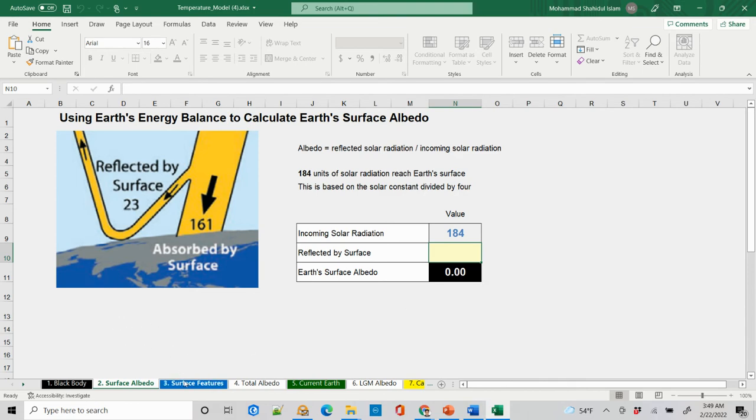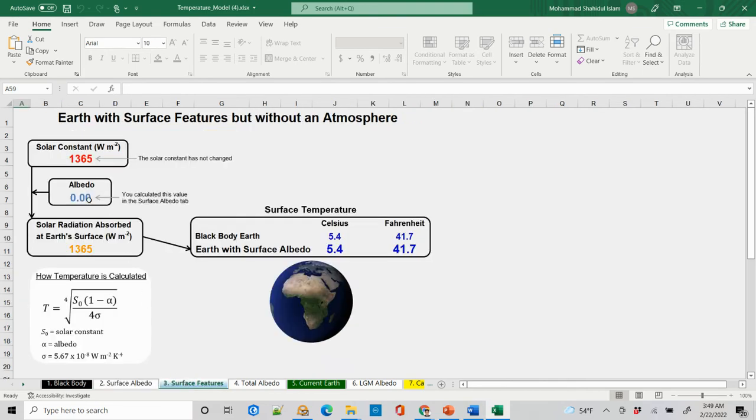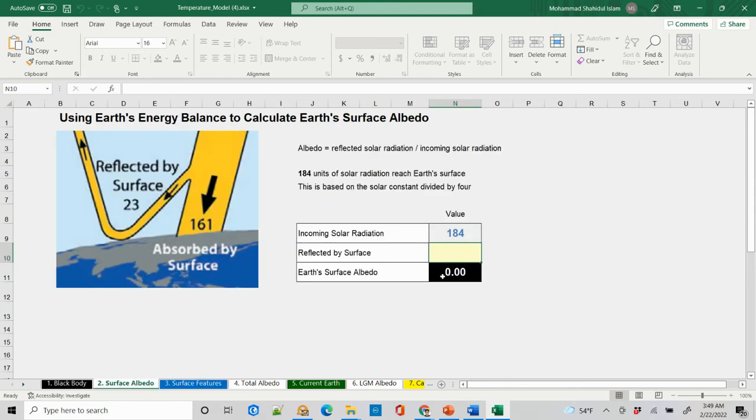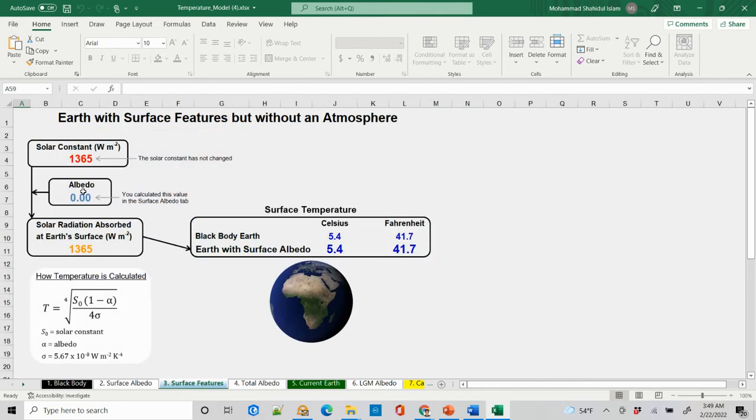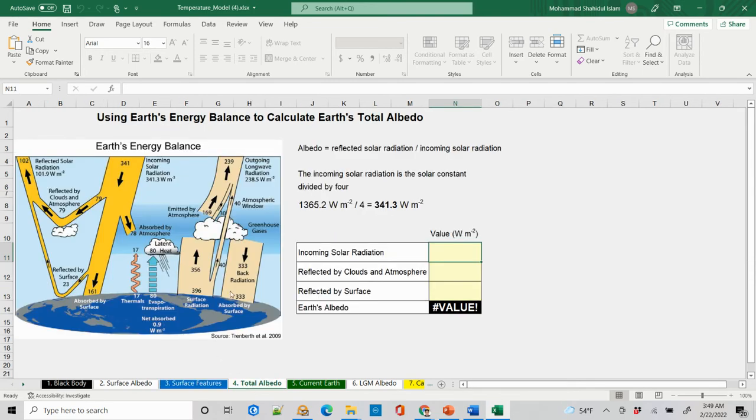Then if you go to number 3, albedo, okay, so this one, when you calculated these in the question tab 2, it will be automatically updated. So there's nothing I need to mention. Then number 4, if you go to number 4, total albedo, again you need to fill up this information. Based on this information, it will calculate for you the Earth's albedo.